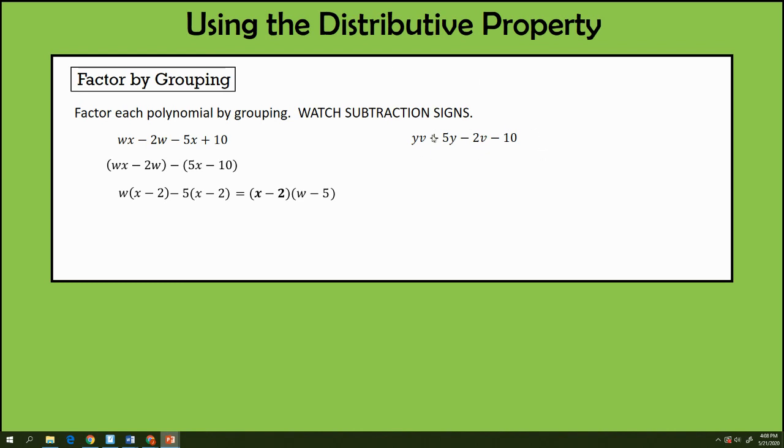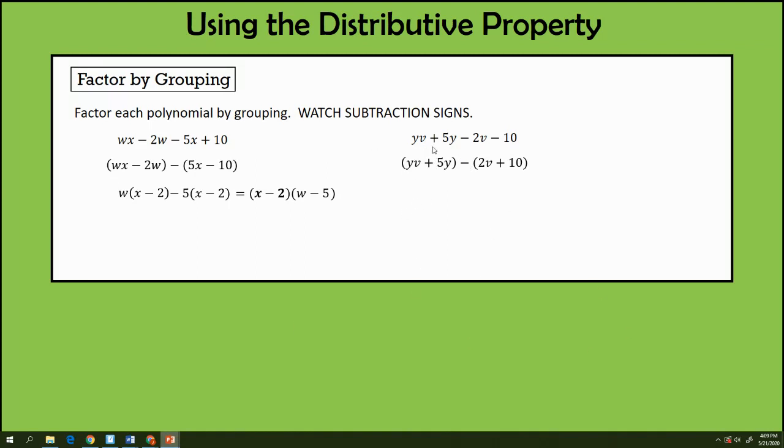Okay, same thing here. You've got to watch the subtraction signs. Look what happens here. If I group the first two, I'm going to have yv plus 5y. If I put a minus sign in front of this grouping symbol, I can write this as 2v plus 10. Remember, the opposite: the negative sign in front of a grouping symbol means this would become a negative 2v. That would become a negative 10, which they are originally. But now I can write it as a plus sign in here, which matches this one.